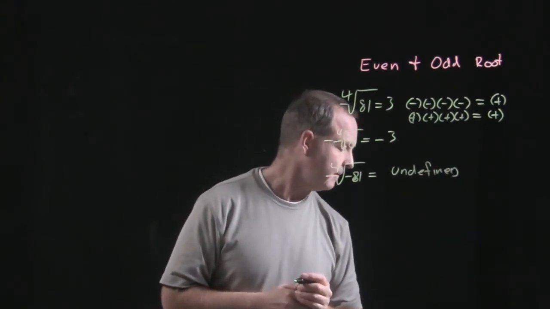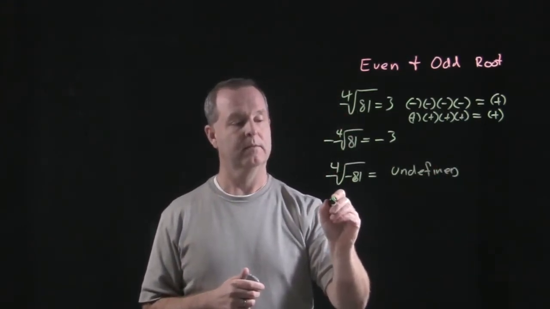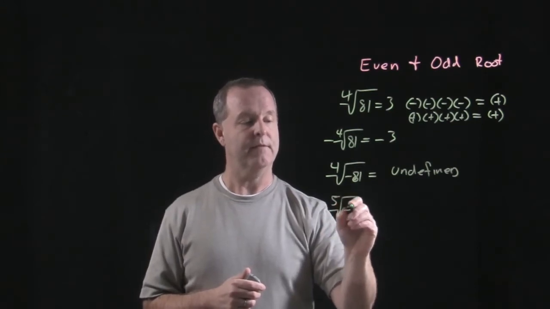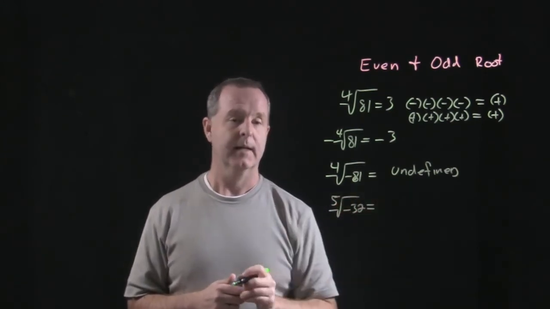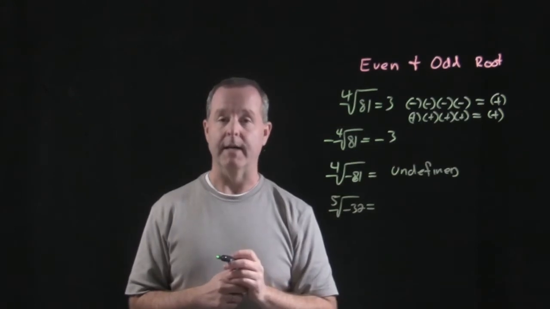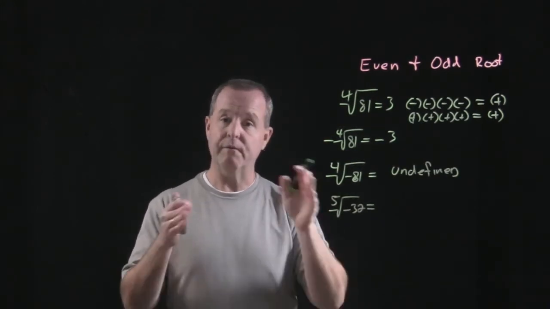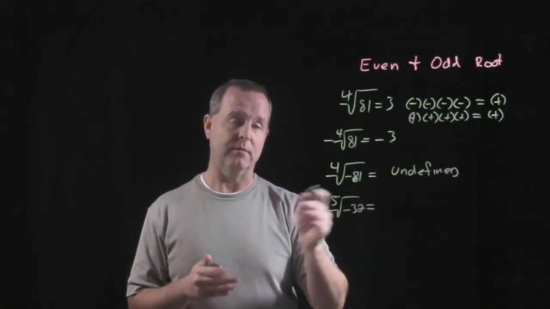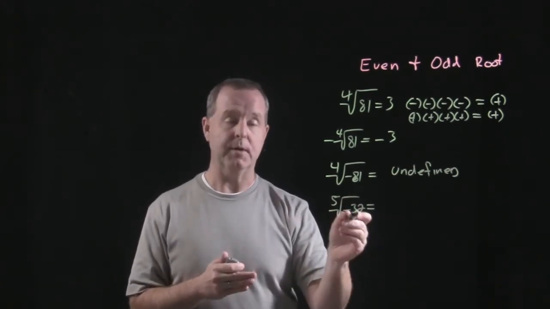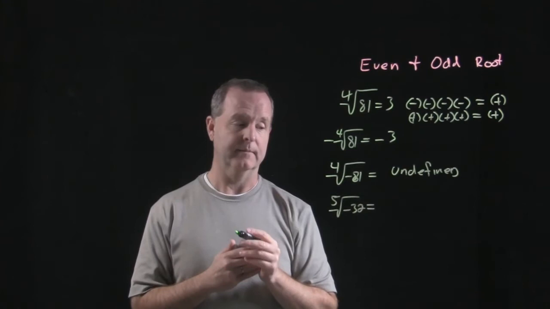Lastly, the fifth root of negative 32. The index here is odd. And we discovered earlier that I can have 5 positives or 5 negatives, or in this case, 5 negatives that will produce a negative radicand.